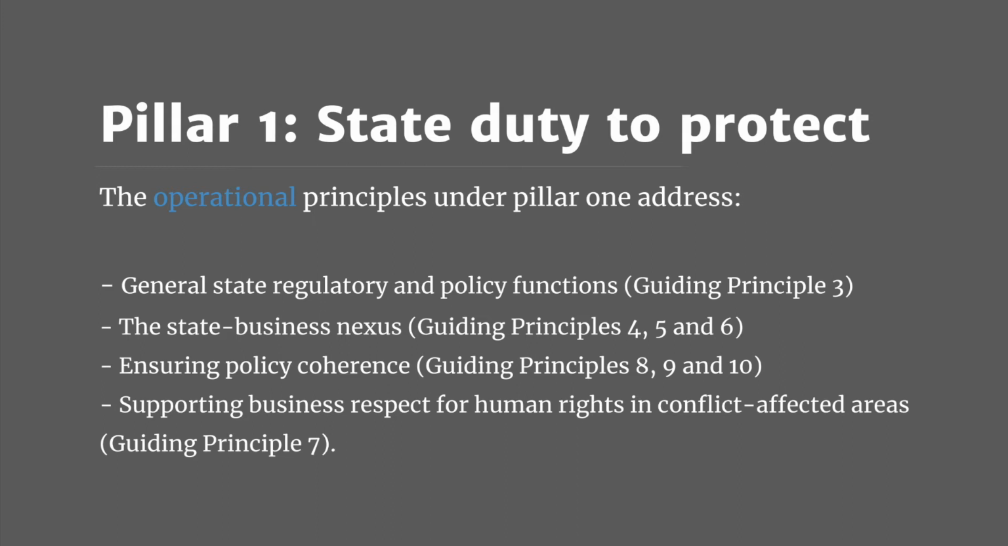States should also include human rights considerations in their procurement of goods and services. Guiding Principles 8, 9 and 10 say that within their national legal and policy framework, states should ensure policy coherence. For example, a state should make sure that the trade and investment agreements it negotiates are in line with its human rights obligations. Finally, Guiding Principle number 7 says that because of the heightened risk of gross human rights abuses in conflict-affected areas, states should take extra steps to ensure that businesses operating in these areas are not involved in human rights abuses.